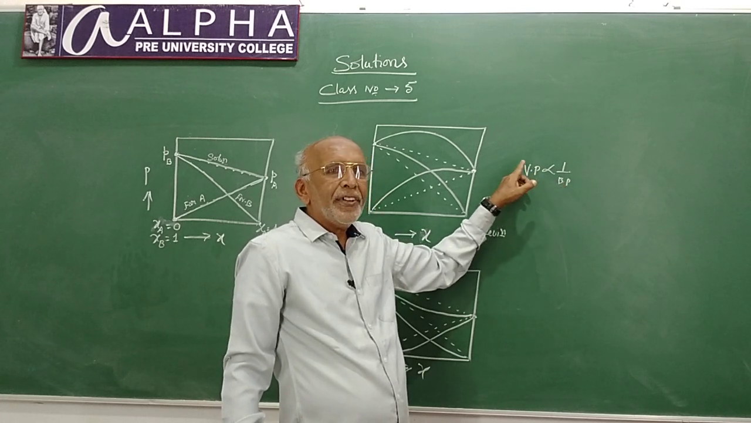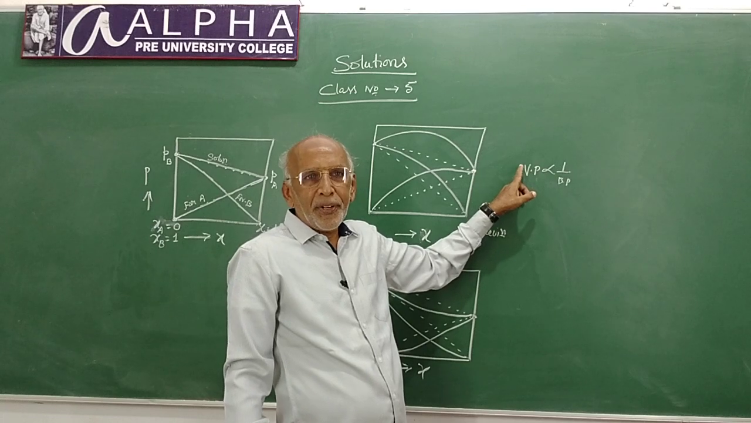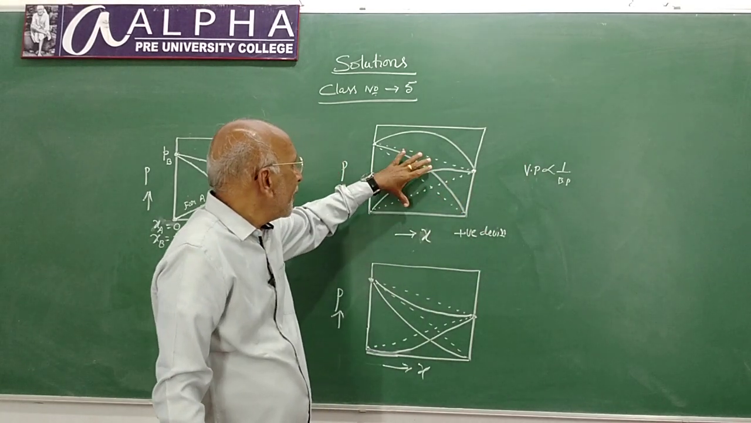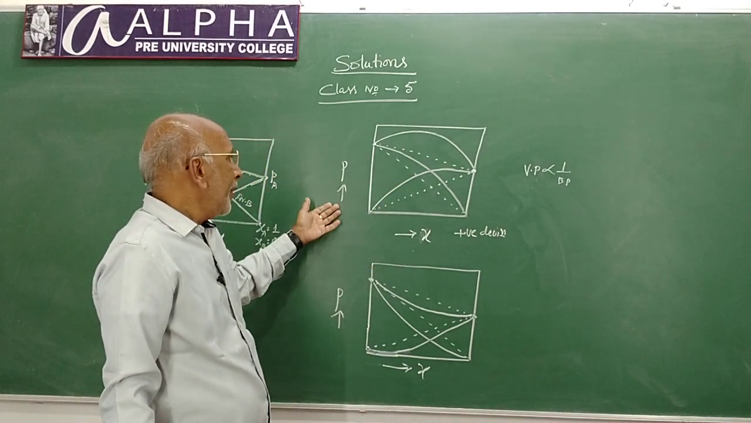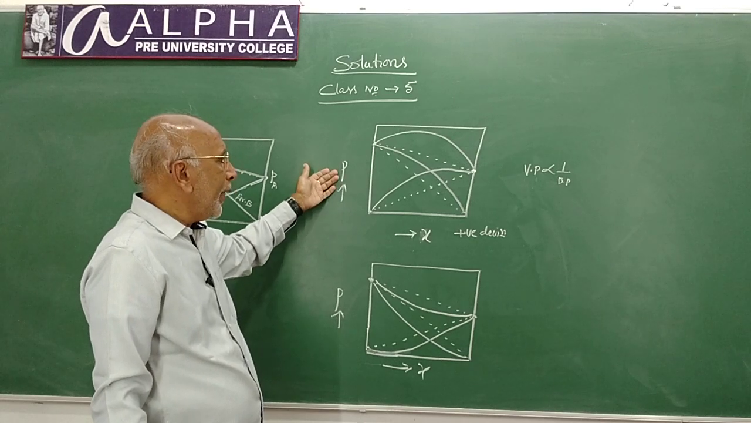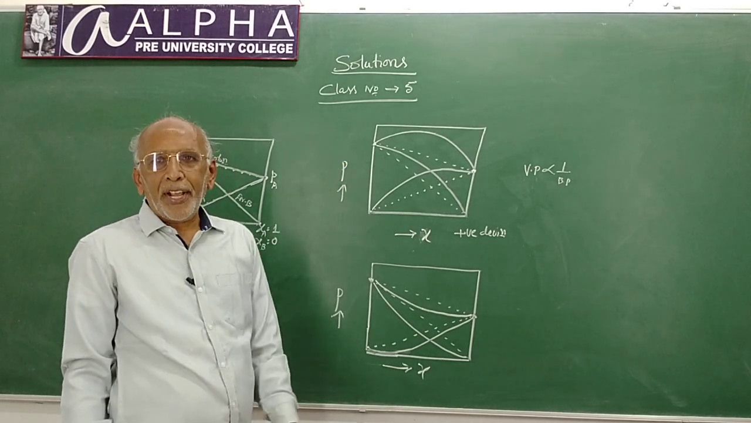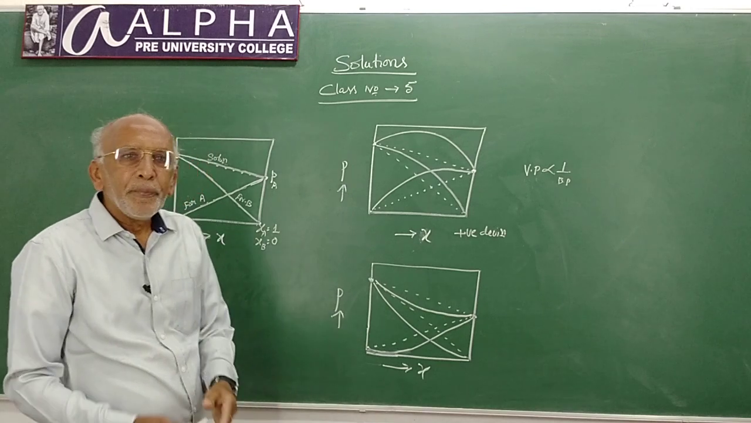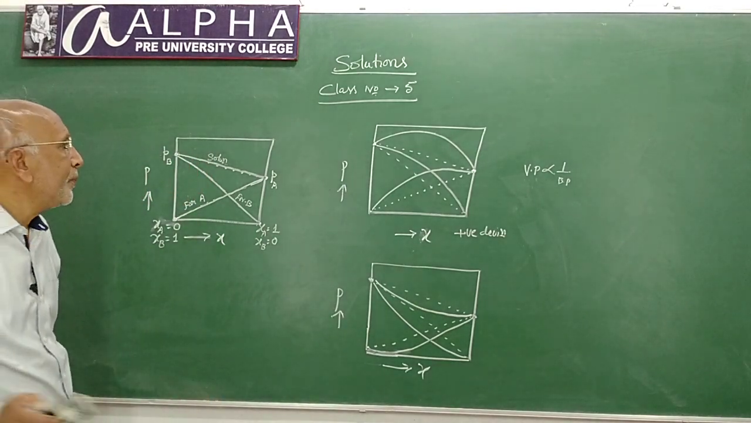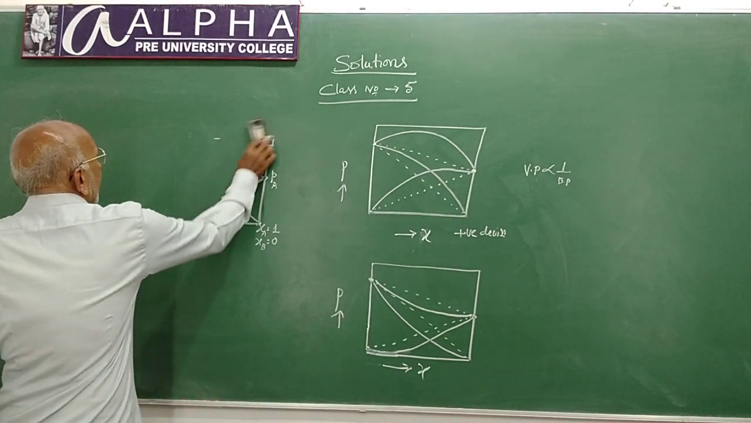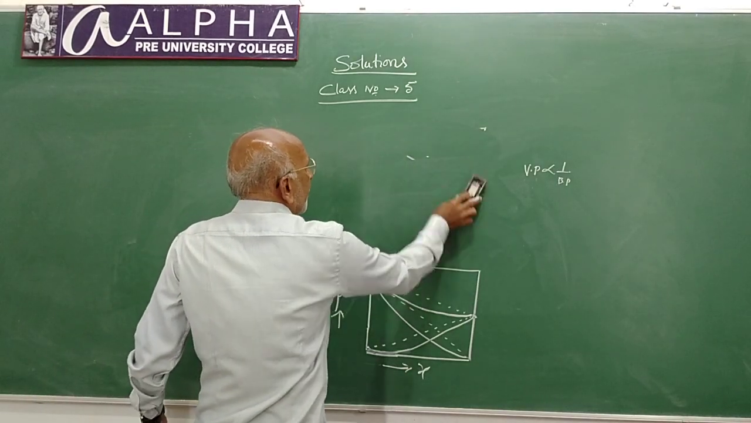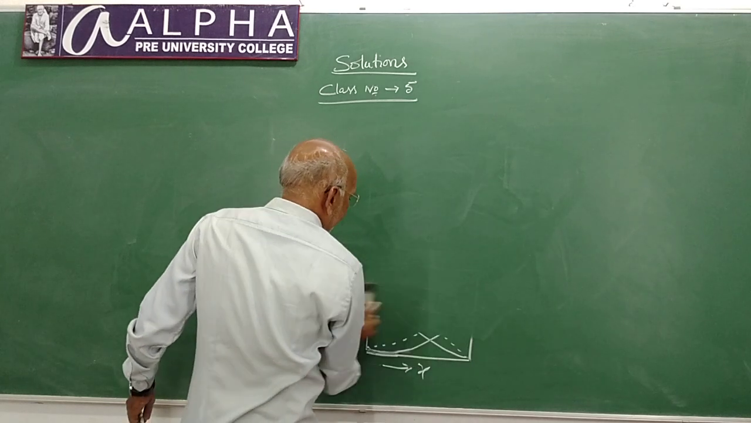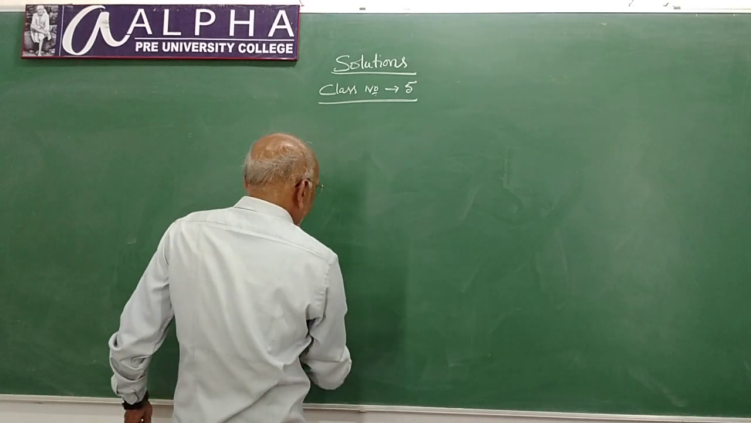Higher the boiling point, lower will be the vapor pressure. So, these plots are inverted when you plot boiling point as a function of mole fraction. That's about the plots of ideal solution and non-ideal solution showing positive as well as negative deviations.